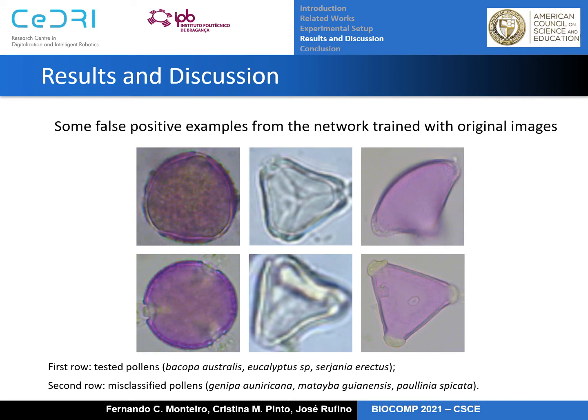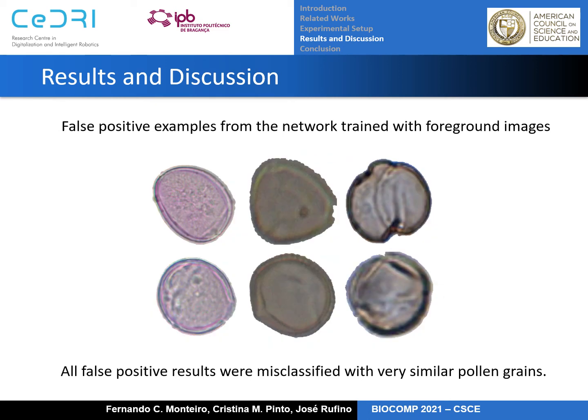Here we have some false positive results, and as we can see, although similar, they have the same background information. The network trained and tested using the segmented images produced false positive results that are misclassified as pollens that have high similarity with the tested one, without the influence of background.